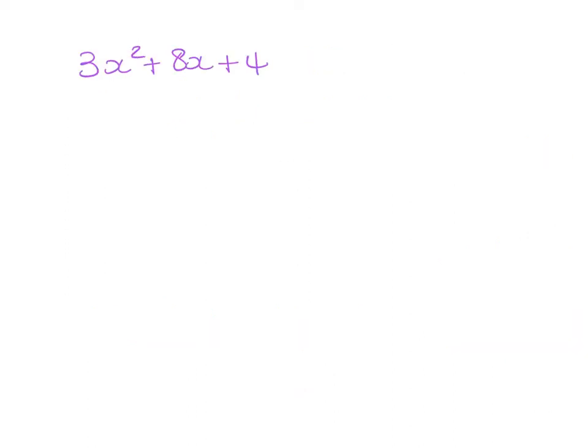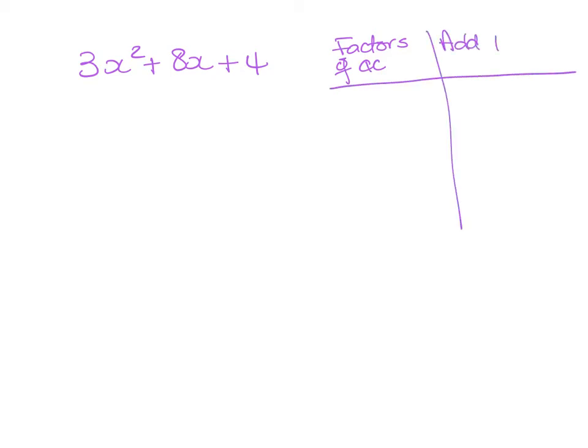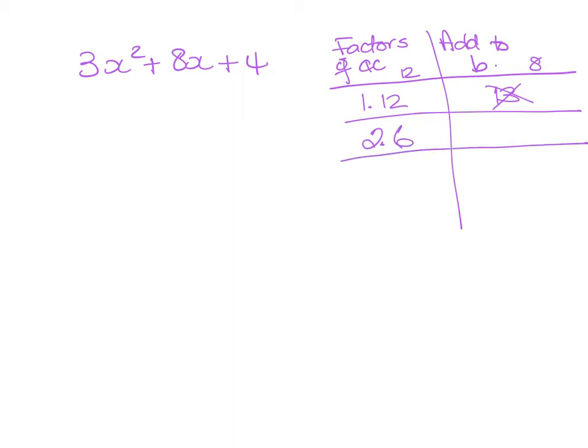So just to recap, we find factors of ac that add to b. In this question, a by c was 12 and b is 8. So we're looking for factors of 12 that add to 8. We have 1 by 12, which adds to 13, so we don't want that. And then we got 2 by 6, which added to 8. So this is what we want.